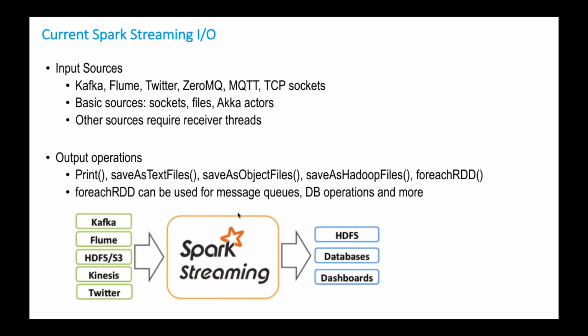Also, the output targets are supported through Spark with a few functions already defined for specific ones. As you can see in this slide, save as text files, save as object files, or save as Hadoop files are some of the output operations. In addition to that, there is also a foreachRDD API call, which gives you more flexibility on how you want to output your processed data, right?